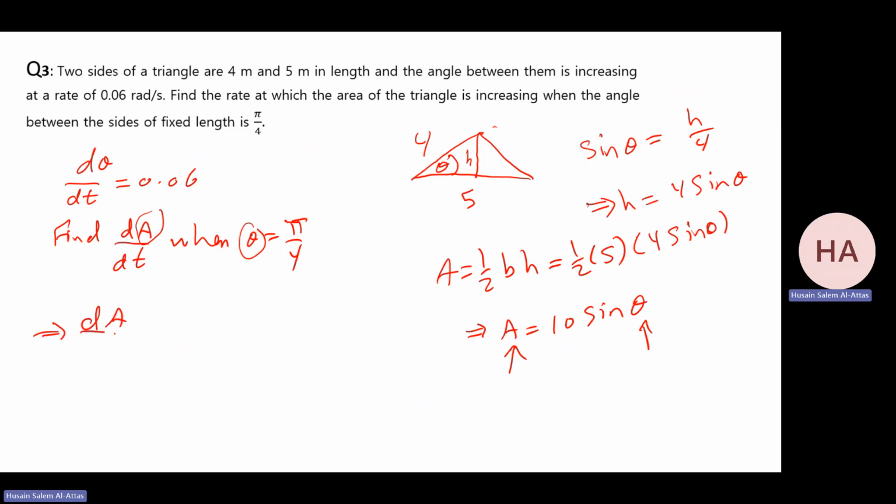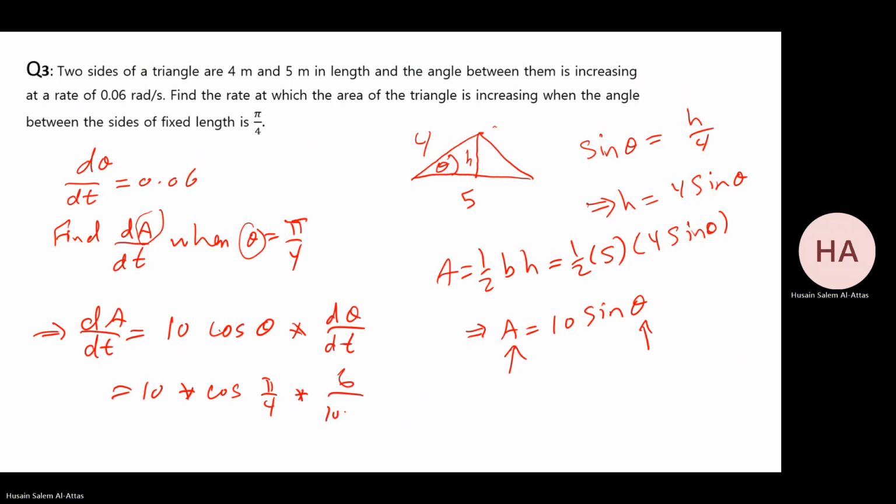That implies dA by dt will be equal to 10 cosine theta times d theta by dt. That gives me 10 cosine pi over 4 times 6 over 100. And that gives me what? This is cancelled. This is cancelled. This is 3. This is 2. That will be 3 square root of 2.